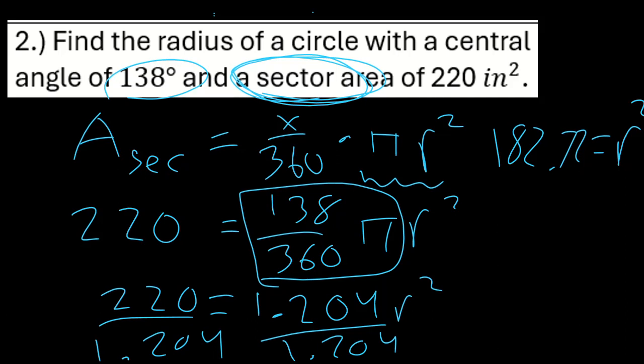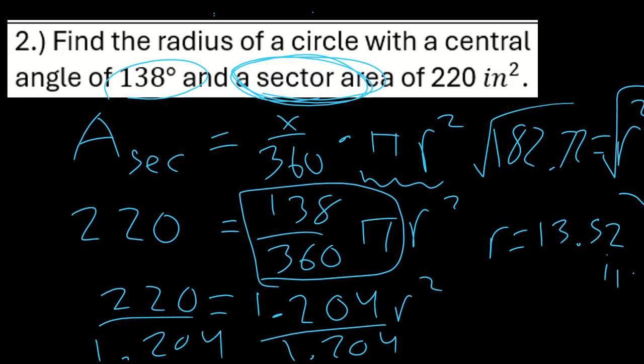Now, how would you get rid of the square? Well, what's the opposite of a square? That is the square root. And so let's take the square root of our answer, and we'll get this. The radius is equal to 13.52 inches. Oh, inches. There we go. Cool.